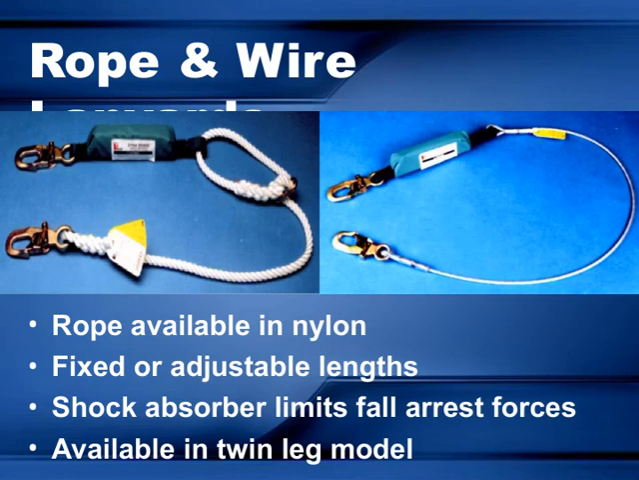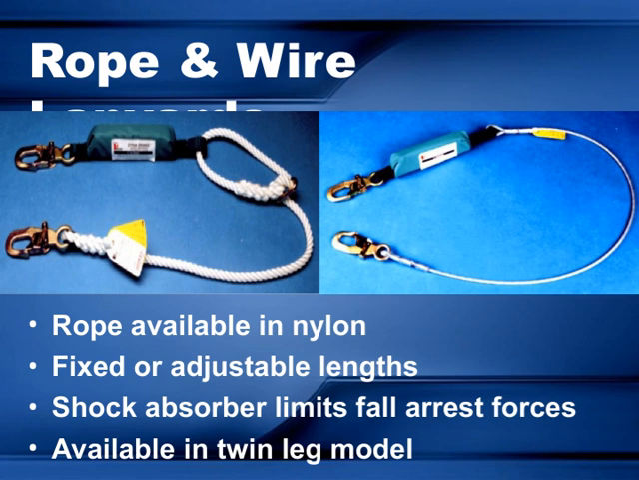Today, I want to talk about the ropes we use for fall protection. These ropes are available in nylon, which offers excellent strength and durability. You can choose between fixed lengths or adjustable ones, depending on the specific needs of your work environment. An important feature to note is the shock absorber, which helps limit fall arrest forces, reducing the impact on the worker in case of a fall.